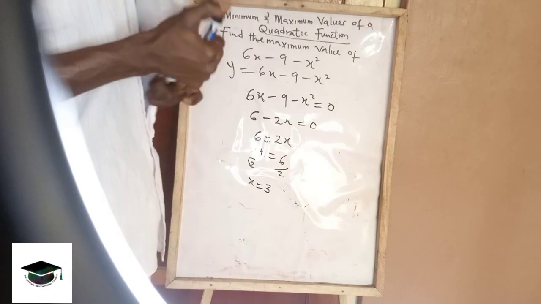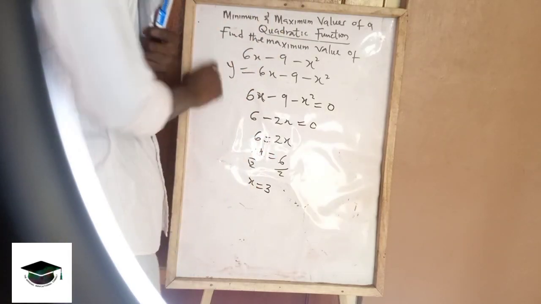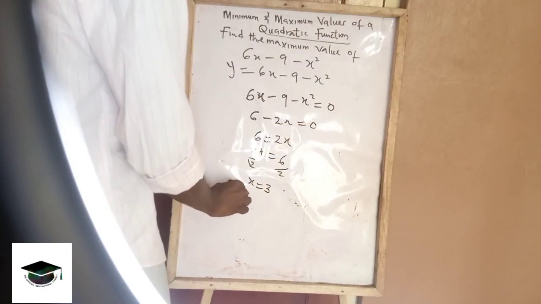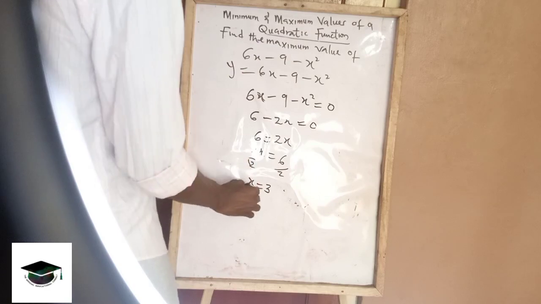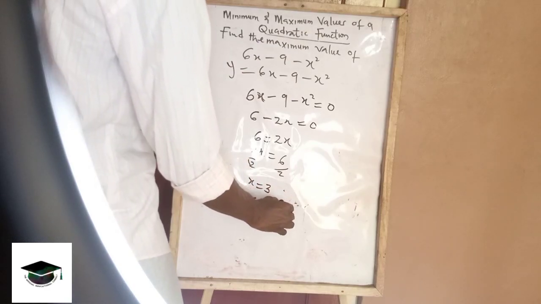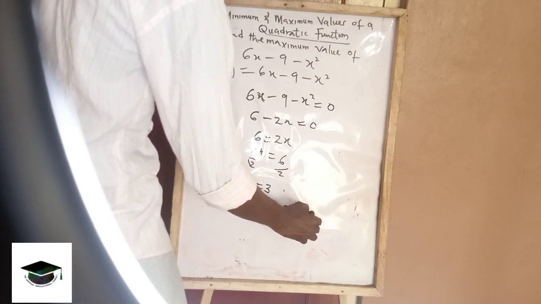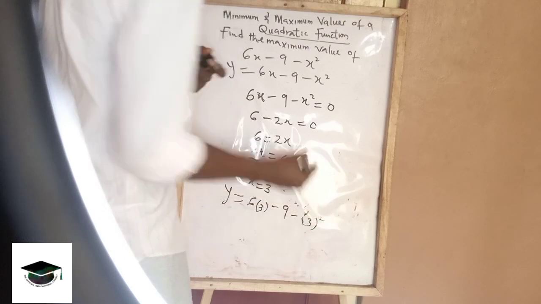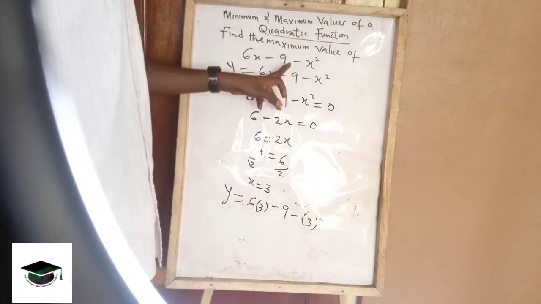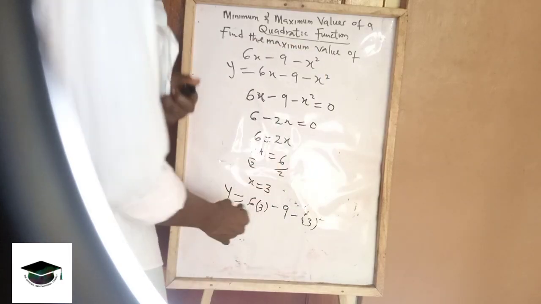And because they are asking us for the maximum value of y, we won't stop here. We'll proceed to this. So now from this equation here, whenever you see x, you put 3. So that's going to be 6 times 3, minus 9, then minus 3 squared. Do you get that now? So that's because 6x, so that's 6 times 3, minus 9, minus x squared, that's 3 squared. So now that's going to give you what?